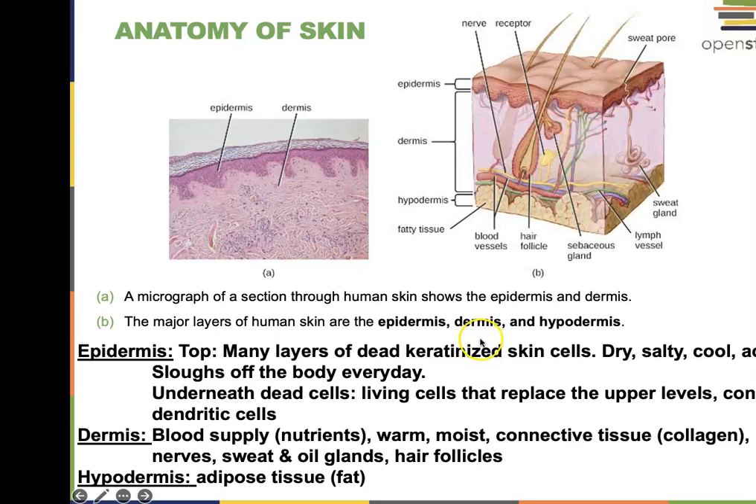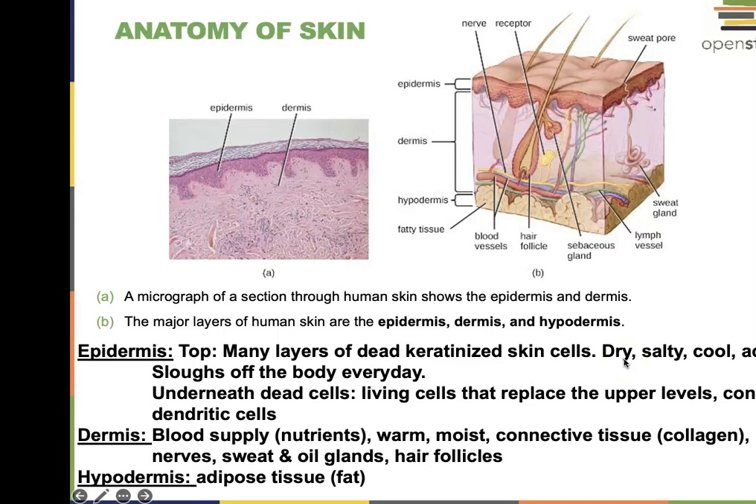Let's just go through the terms here, right? So the epidermis, which is the very top of the skin, the super top, like the one that we touch, is actually just dead cells. So this very surface will be dead keratinized skin cells. It's going to be dry, they're salty from our sweat, it's cool relatively to the inside of our body, and it sloughs off every day.